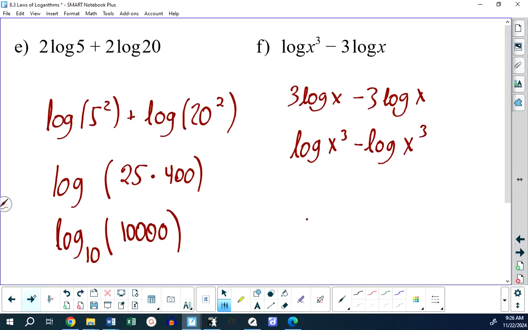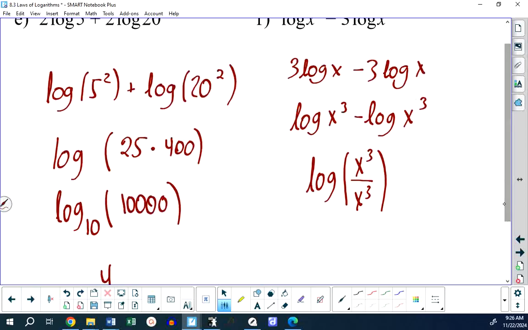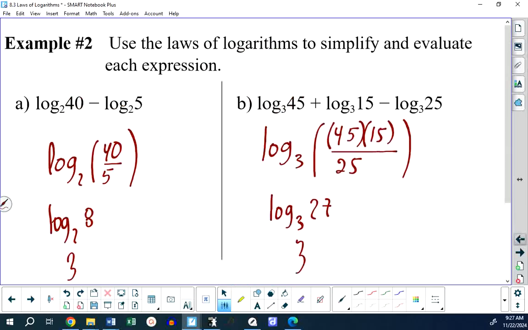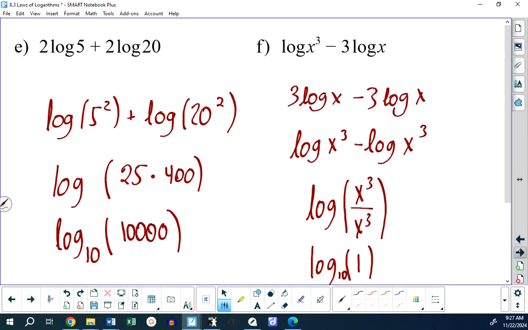I could write this as log of x cubed over x cubed, because the difference of logarithms is the logarithm of a quotient. And that gives us log of 1, which is 0, because this is a base 10 logarithm, and it is asking you, to what do you raise 10 to get 1? And the answer is 0. I just want to go back and look at something here, though. No, we're good.